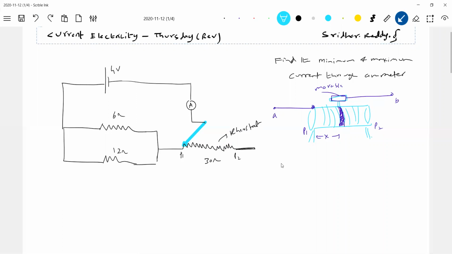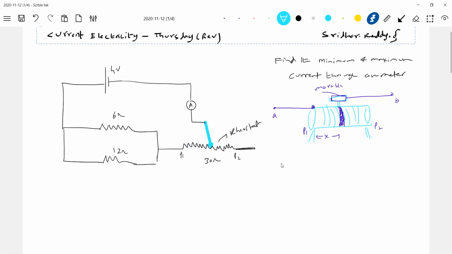Only the 6 ohm and 12 ohm in parallel is what's seen by the cell. As I move this arrow, suppose exactly somewhere here, 5 ohm, 10 ohm, exactly at the midpoint, 15 ohm will get added to the circuit, in series with the ammeter. When the handle is here, all the 30 ohm will get added up. That's only the basic idea of the rheostat. So what is that arrow I'm moving? That handle.